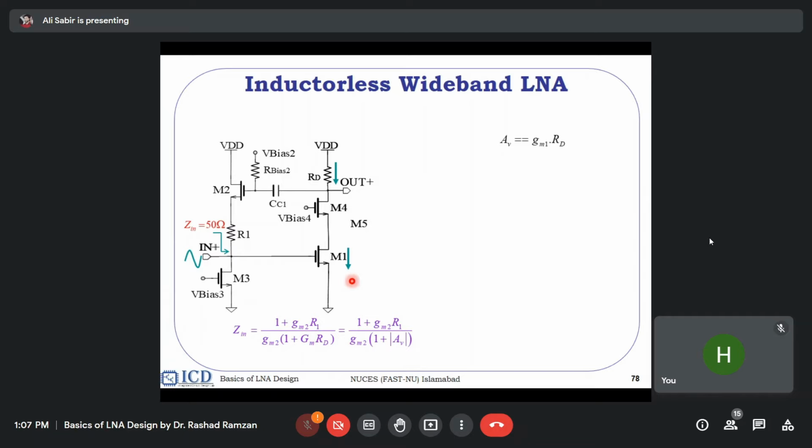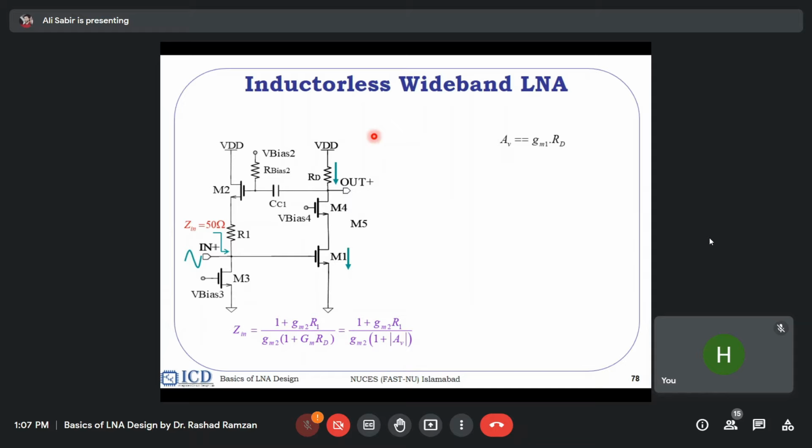Use a large W by L, or put more power into the transistor. If I put more power into the transistor, my gain is GM times 1 over RD. So what will happen? My DC is coming here and will pass through the resistance, so the ID RD drop will be higher, and my M1 will go out of saturation. So I cannot pull more DC because my VDD is very small.